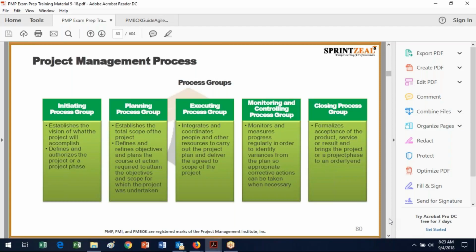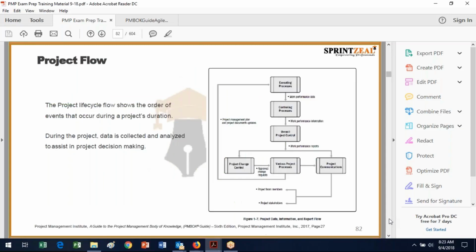And then finally, closing formalizes the acceptance of the product, service, or result, because remember, that's what our temporary endeavor as the project was intended to do. And this takes everything to an orderly end. And again, closing is fairly small in terms of the percentage of questions and in terms of the number. I think we've only got 1 process left of the 49 in closing. So again, you shouldn't put a whole lot of emphasis in your application on closing, although you should have some.